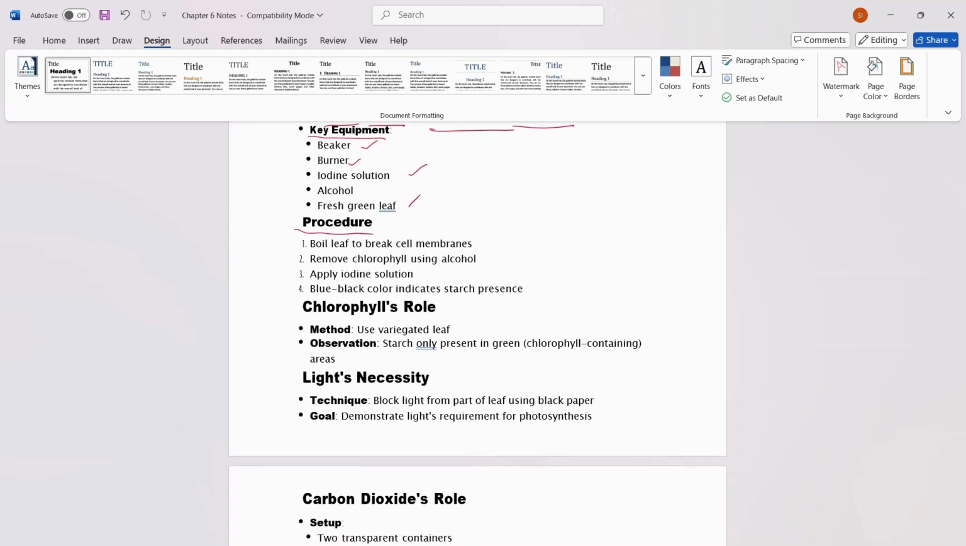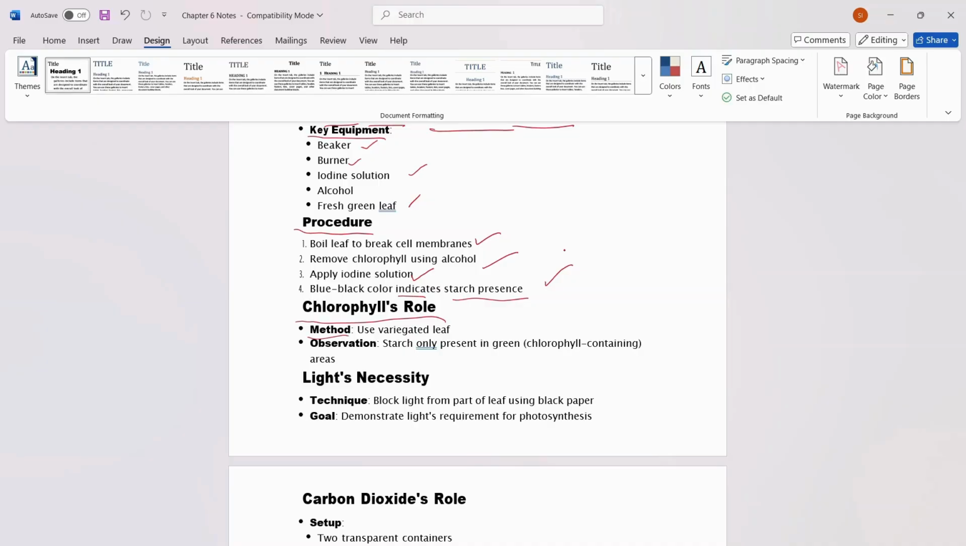Procedure: boil the leaf to break the cell membrane, remove chlorophyll using alcohol, apply iodine solution, and a blue-black color will indicate that there is starch present in it. Alright, next, chlorophyll roles. So what is the role of chlorophyll?